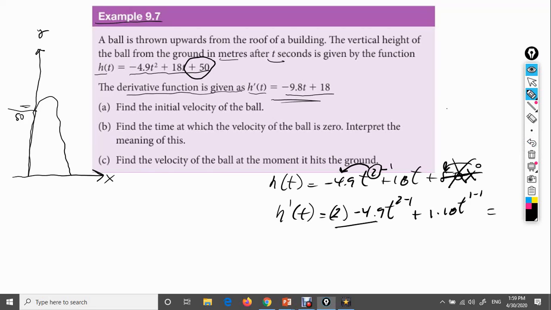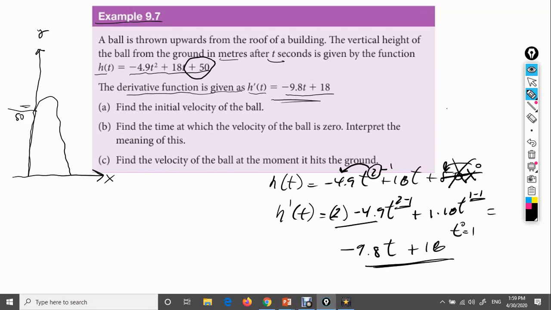And this would give us negative 9.8 times t to the power of 1, right? Because 2 minus 1 is 1, plus 18, because t to the power of 1 minus 1 is t to the 0, and t to the 0 is just 1, right? So we don't even write it.